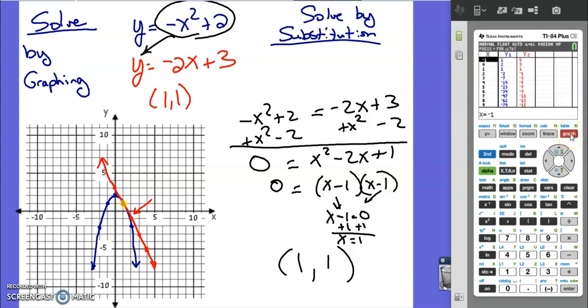Again, the other way, if you look at the table, look at (1, 1). If you notice, the blue quadratic function and the red line both have (1, 1) in common. So you can see that (1, 1) is the point of intersection, and there's only one point of intersection for this problem.